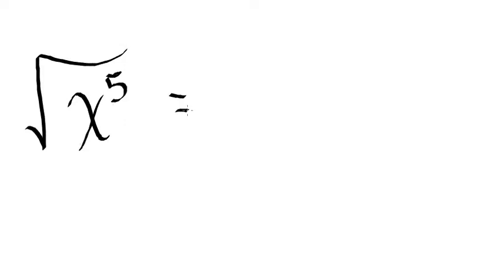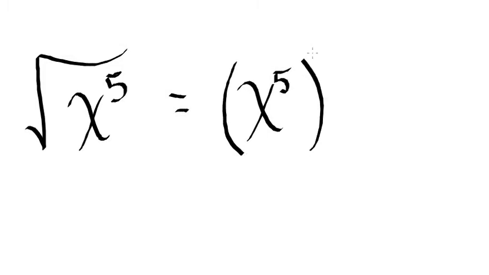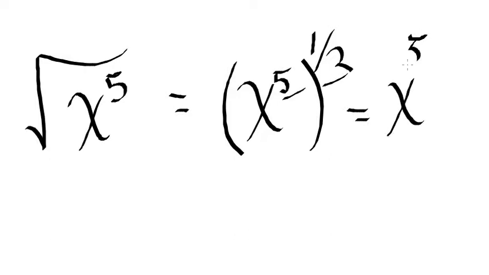If I had the square root of x to the 5th, this can be rewritten as x to the 5th, and the whole thing is raised to the half. But you can multiply the exponents, and this becomes x to the 5/2. Okay.